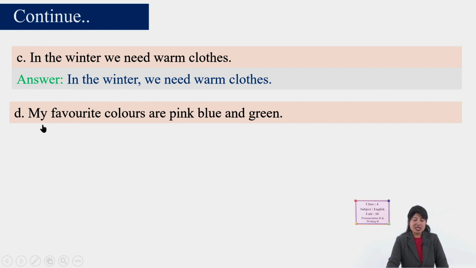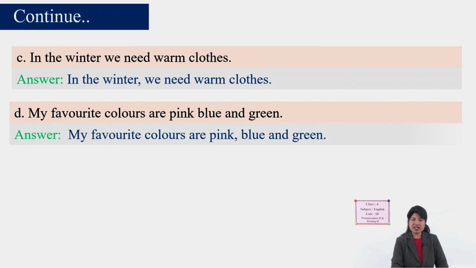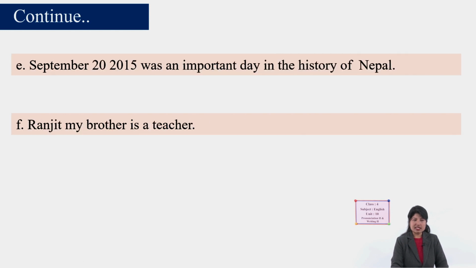Number D. My favorite colors are pink, blue and green. Pink, blue and green. So where is the comma required? Here. Okay, my favorite colors are pink, blue and green. Let's move to other exercises. Let's continue. Number E.